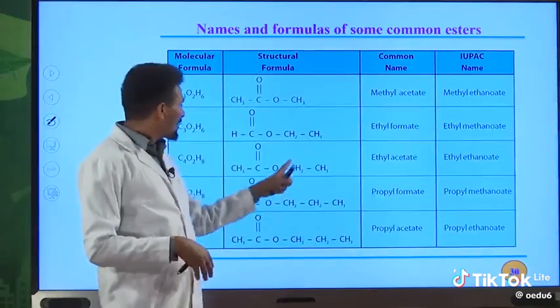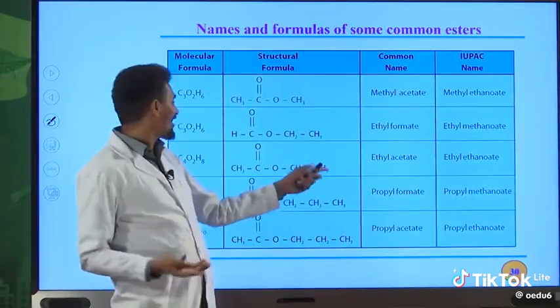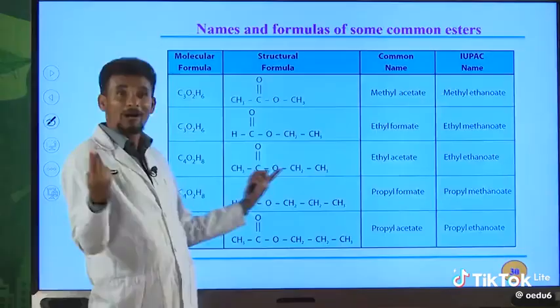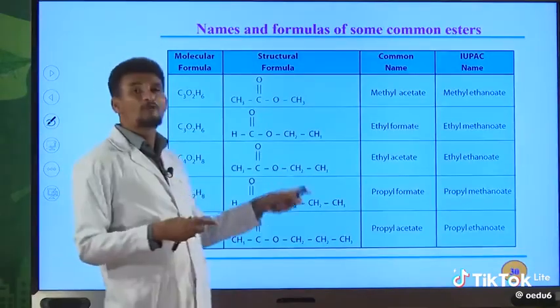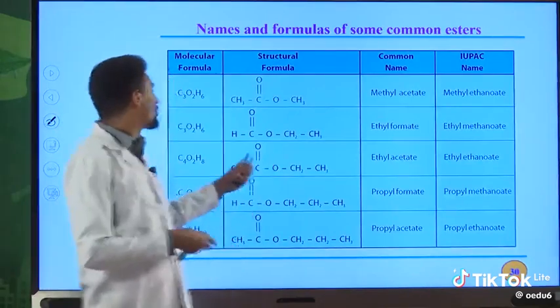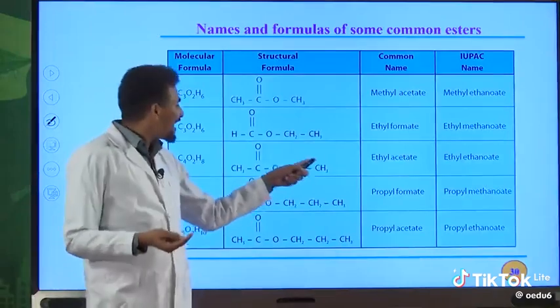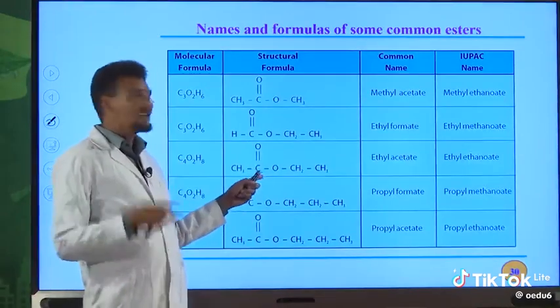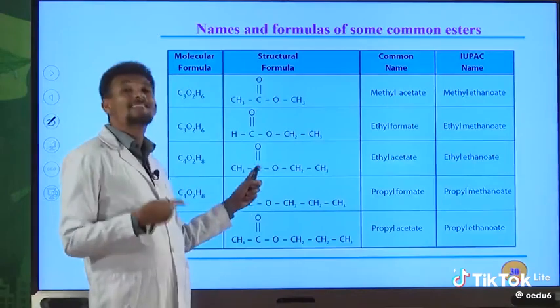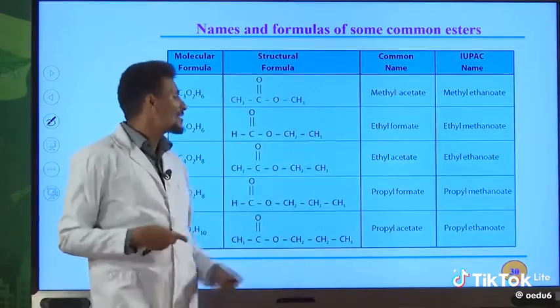For example, this one is the portion that comes from an alcohol, it is named ethyl. Then this one contains 2 carbon atoms, and this is derived from carboxylic acid, and the name of the carboxylic acid that contains 2 carbon atoms is acetic acid. The common name for this ester is ethyl acetate. Its IUPAC name is ethyl ethanoate. Ethyl ethanoate is the IUPAC name, ethyl acetate is the common name.